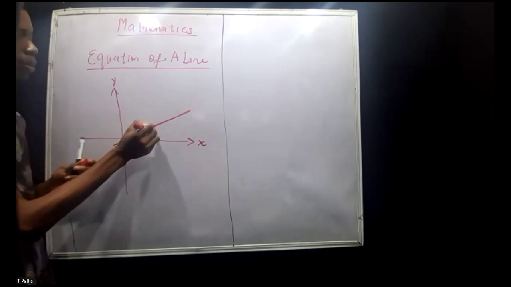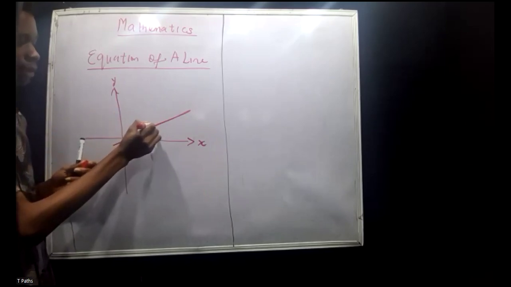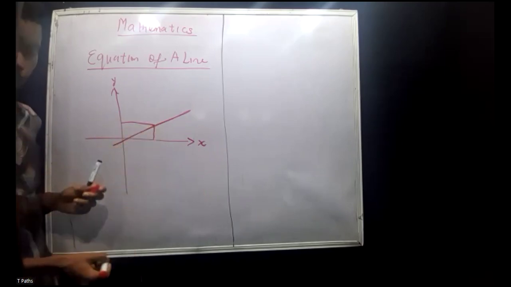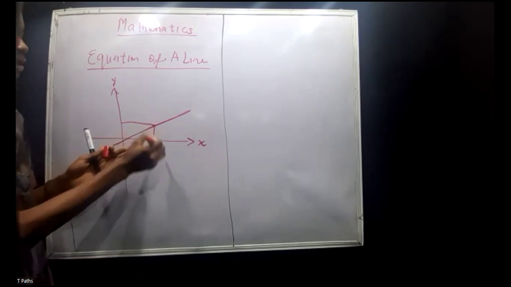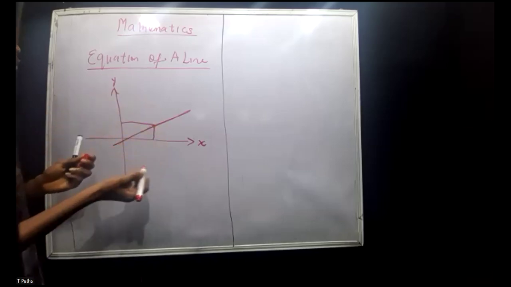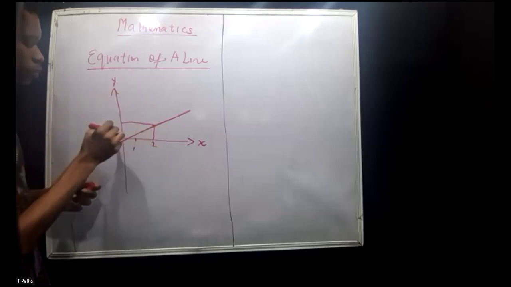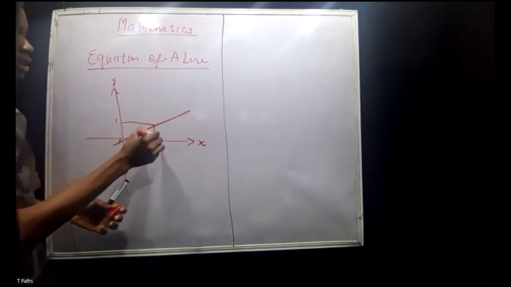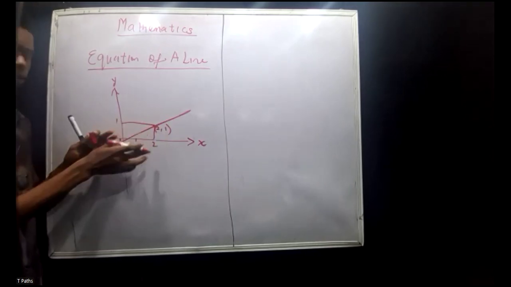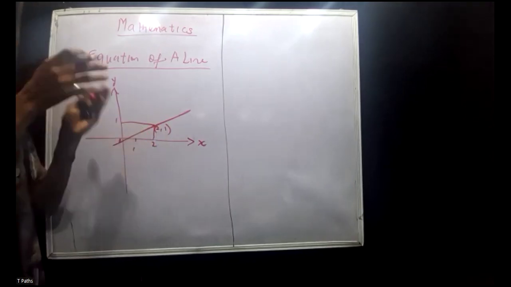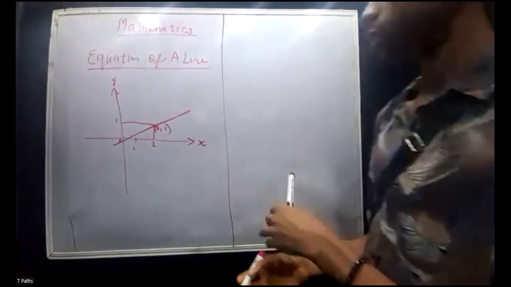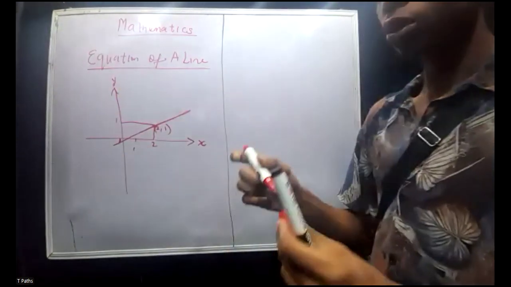Now let me say I'm taking a point on this line. This particular point is a number away from the x-axis, and also a particular number away from the y-axis. Let me try and number this. Let me say this is 1, this is 2, this is 0, this is 1. So this particular point here is 2, 1. That is, it's 2 units away from the x-axis and 1 unit away from the y-axis. So that's what we mean by equations of a line.